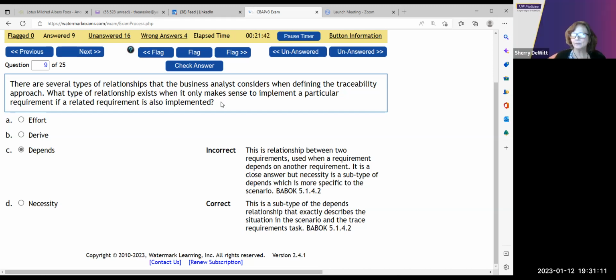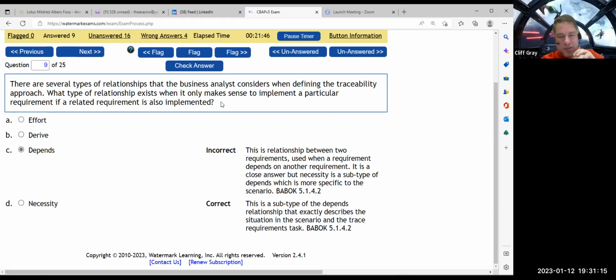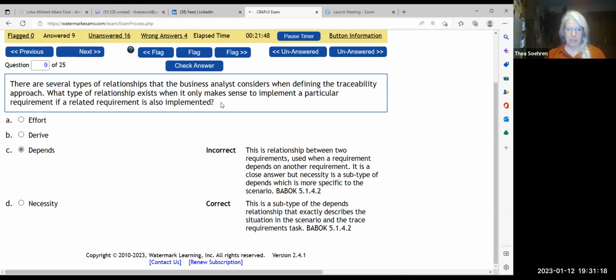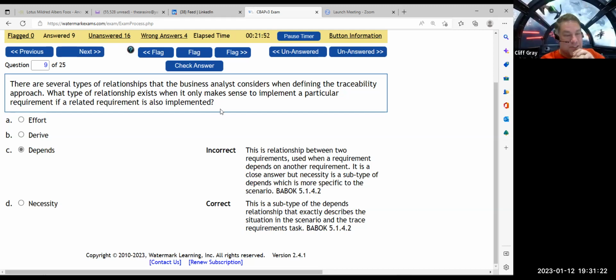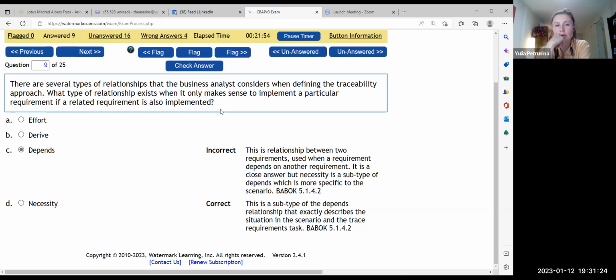If a related to. That's what I read it. So depends is right, it's just not specific enough. Necessity is specific enough. Depends would be if I believe I have to have it. If without, a requirement could not be fulfilled if another requirement is not fulfilled yet. So both of them need to be fulfilled for it to work.